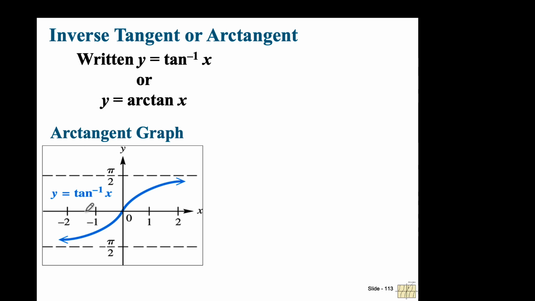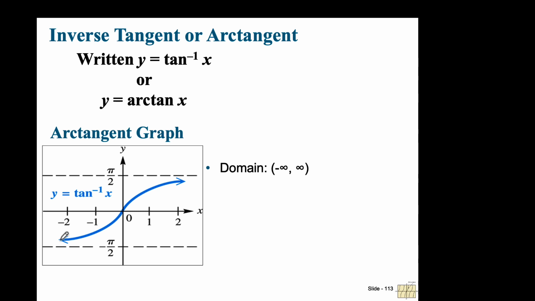Inverse tangent, or arctangent, written y equals inverse tangent of x or y equals arctangent of x. In the graph of arctangent, we're used to seeing tangent approaching vertical asymptotes, but arctangent actually has horizontal asymptotes in the corresponding location once you switch domain and range. So at pi over 2 and negative pi over 2, inverse tangent will approach those asymptotes. It crosses through the origin.